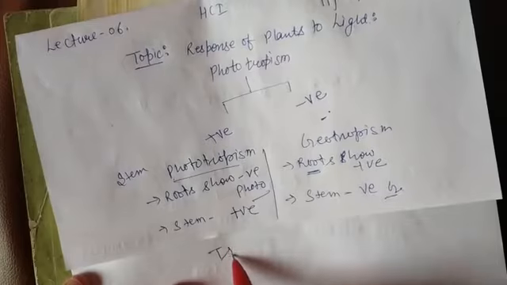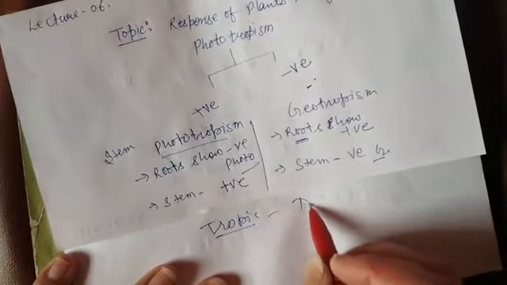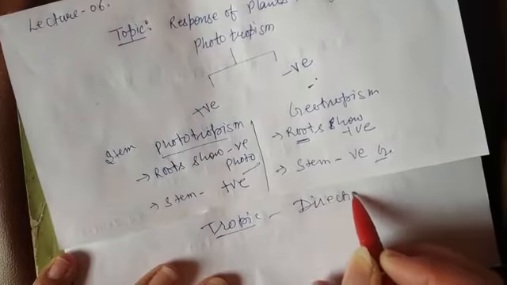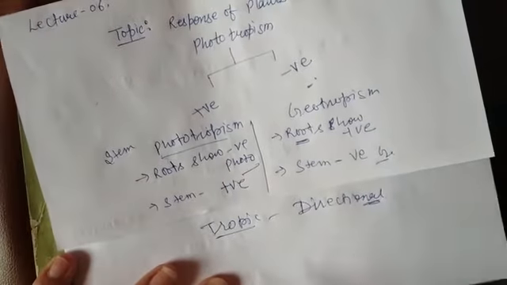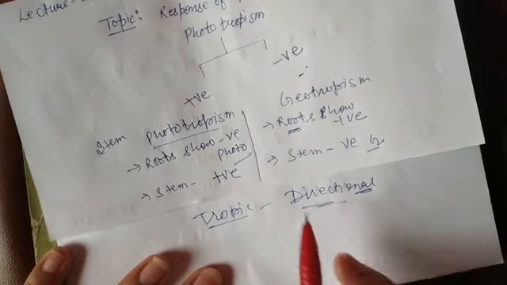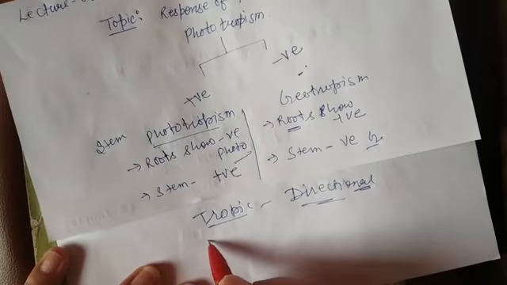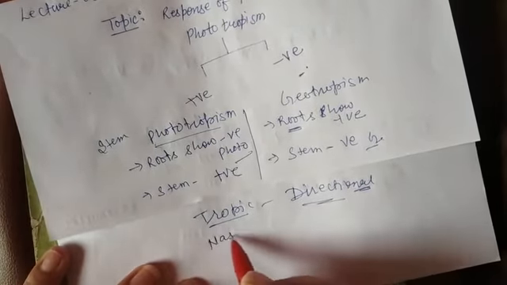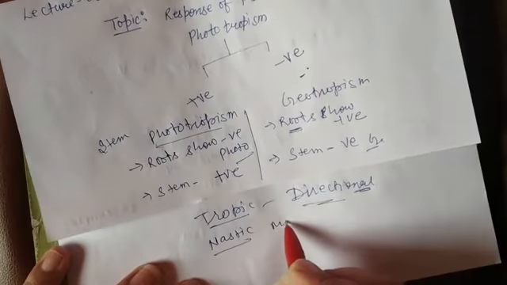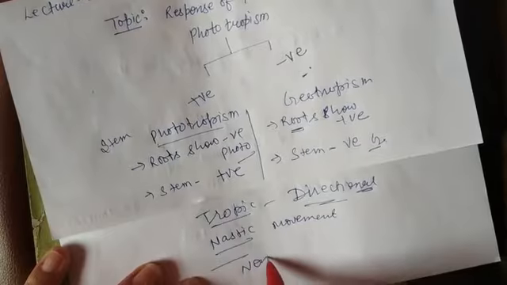Tropic movement is directional movement. Here the direction of the stimulus is specific and it determines the response and the direction of response. But nastic movement is non-directional.